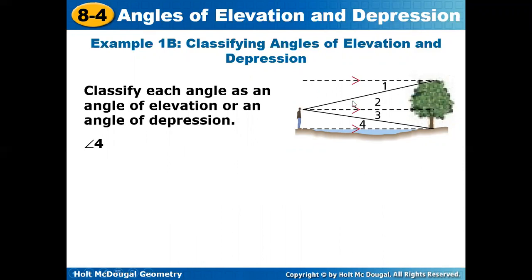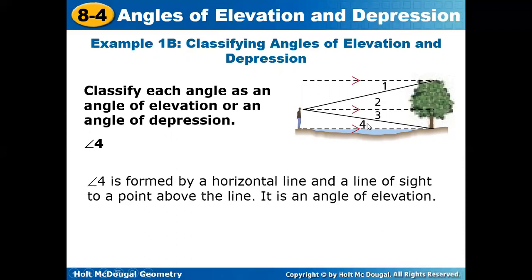Now angle number 4. We know that angle number 4 is an angle formed by a horizontal line and a line of sight to a point above the horizontal line. So angle number 4 is an angle of elevation. Also, when I ask you about angle number 2, yes, it's an angle of elevation because the line of sight is to a point above the horizontal line. Here, angle 3 is an angle of depression.